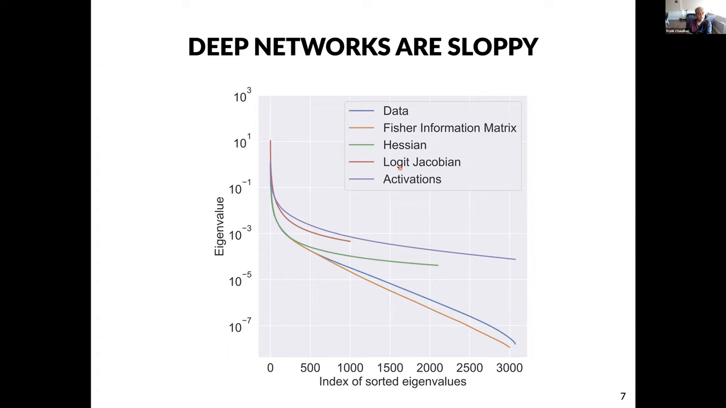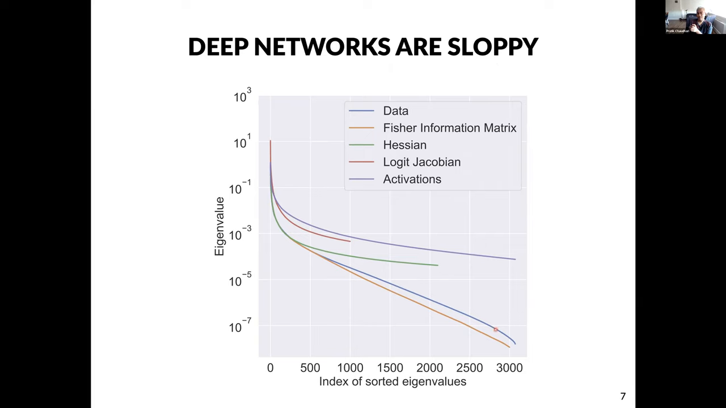The eigenvalues are the singular values of a matrix, which is number of weights times number of weights. These are the activations; different layers will have different activations. This is the matrix of the correlations of the activations of different layers. Again, it drops down and slopes back. Okay. Now, we call such eigenspectra sloppy for the following reason.